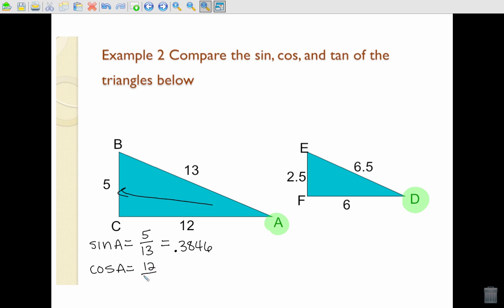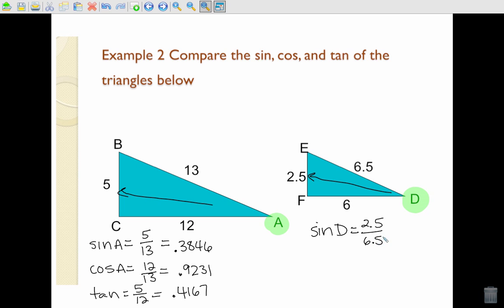If I find the cosine of A, that is adjacent over hypotenuse, and that decimal is 0.9231. Tangent of A is opposite over adjacent, so I have 5/12, and that is 0.4167. Now I can go over here and find the sine of D, and that again is opposite over hypotenuse, so 2.5/6.5. And when I divide that, I get 0.3846.